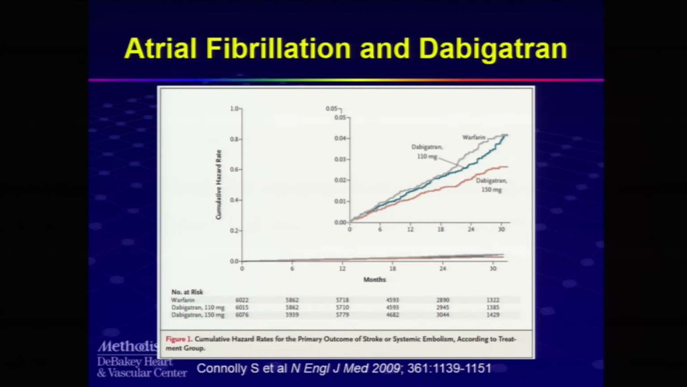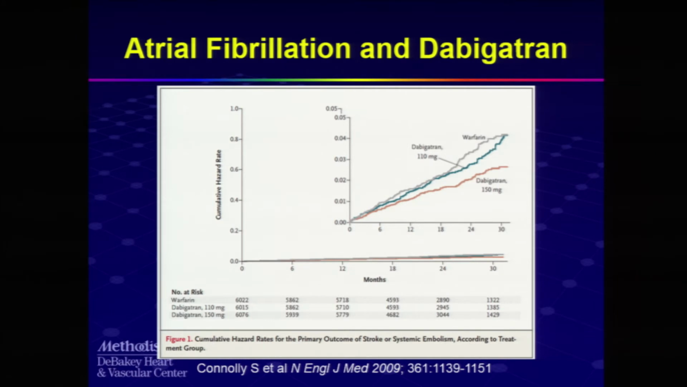In 2009, the RELY study was published. This study looked at a competitor to warfarin, dabigatran, a different mechanism of action, direct thrombin inhibitor. And this drug had the advantage that you just take a fixed dose and you get a predictable level of blood thinner.